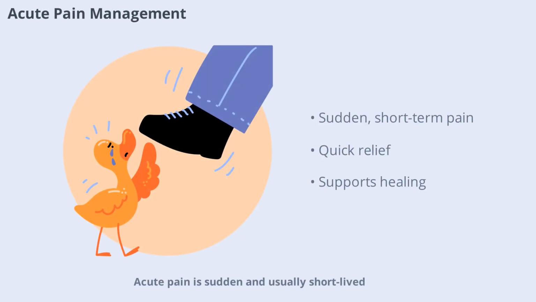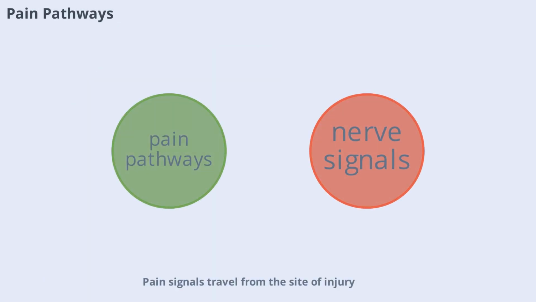Acute pain is sudden and usually short-lived, often resulting from injury or surgery. Analgesics are the mainstay of treatment, providing quick relief and aiding recovery. The choice of medication depends on the pain's cause and severity. Acute pain management focuses on comfort and supporting the healing process. Pain signals travel from the site of injury through nerves to the spinal cord and brain.